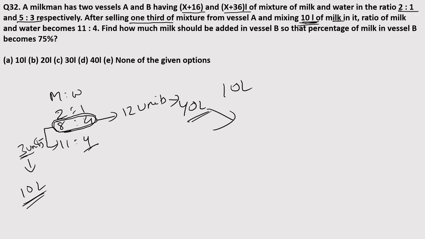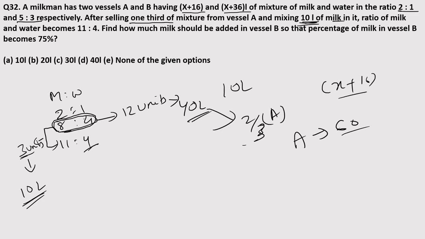And 40 liters is what? This is 2/3 of vessel A, because 1/3 is already removed, so the 2/3 part is 40, so the total vessel A has to be 60, right? Vessel A has to be 60. How 60? 40 into 3 by 2. 60 liters is vessel A, the capacity of vessel A. This is vessel A's capacity, X plus 16. So if X plus 16 is 60, so B has to be how much? B is X plus 36.